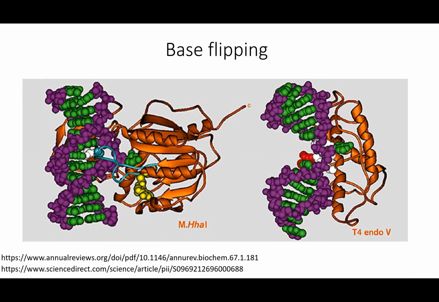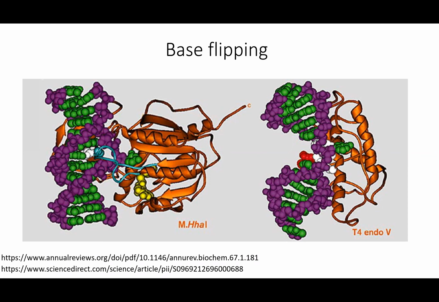Some other cases where you might also need base flipping is to nucleate strand separation. And there's not necessarily crystal structures of these events happening, but these are still some probable hypotheses. So for things like helicases and RNA polymerase sigma subunits, you could have these proteins actually flip out a base just to nucleate the strand separation to undergo their functions.